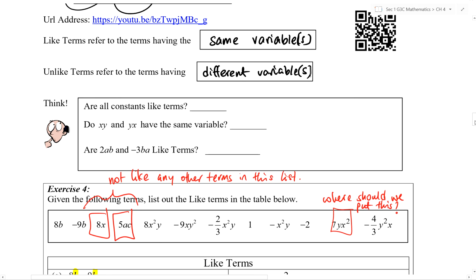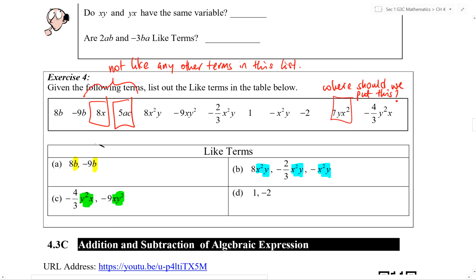You see the whole list of numbers over here: 1, 2, 3, 4, 5, 6, 7, 8, 9, 10, 11, 12 numbers. 12 terms. You see 12 terms? Very messy, right? All messed up already. Are there any terms which have the same variables? Okay, so let's start with the easy one over here. All the b terms. How many b terms do you see? We've got 8b and -9b, right?